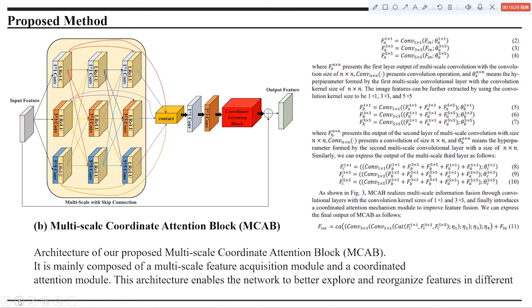This is the multi-scale coordinate attention block. Architecture of our proposed multi-scale coordinate attention block, MCAB. It is mainly composed of a multi-scale feature acquisition model and a coordinate attention model. This architecture enables the network to better explore and recognize features in different scales. In this model, we set the input to F in. We can get F out, as shown in the picture.